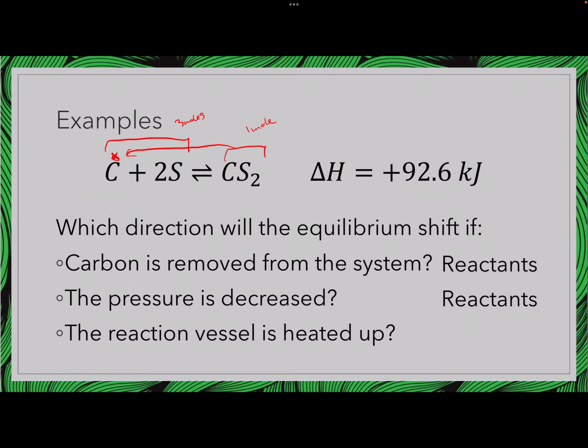And if the reaction vessel is heated up, it wants to go to the side that's endothermic, and we can see there because delta H is positive, the forward reaction is endothermic, and so this one is going towards the products.